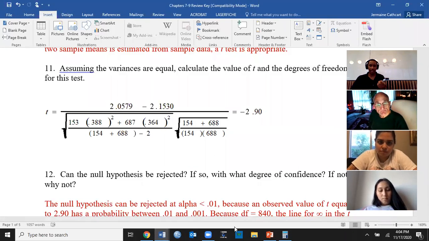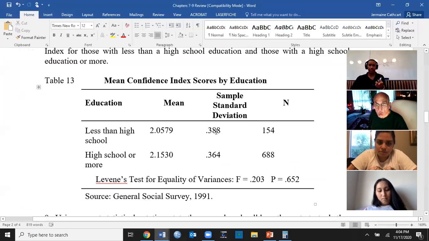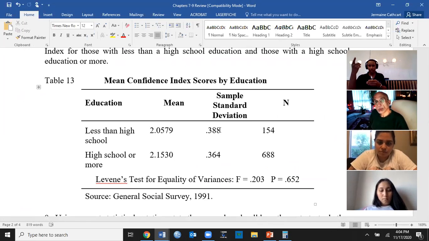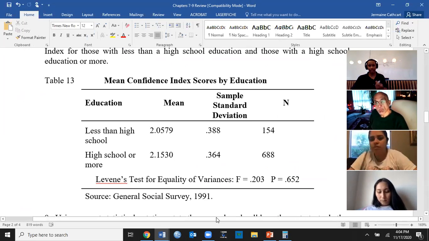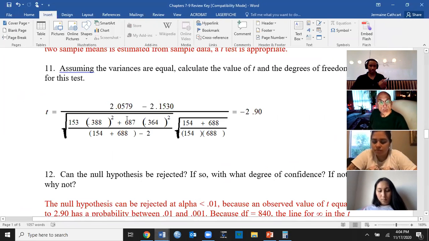Now what you also have, right next to that, is the variance of the first sample, and you multiply it by that. Now, you don't have the variance, you have the standard deviation. What do we need to do to the standard deviation to get the variance? We square it. So we take this 0.388 and we square it. Okay, we put that there.